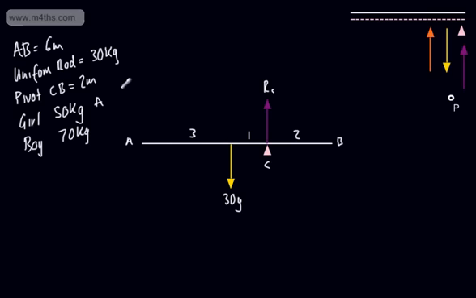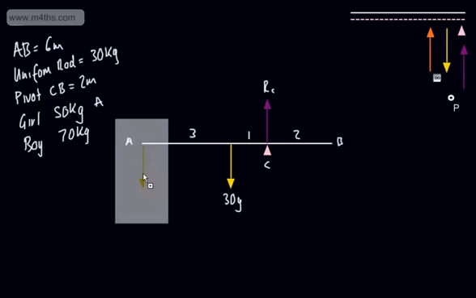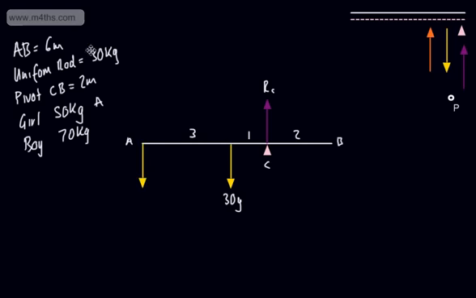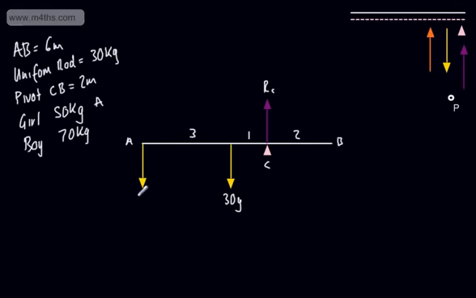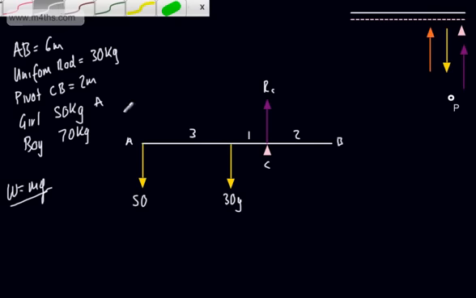We've got now, and let's consider the girl. The girl is at A. So let's put her in this direction. There's the girl. She's got now a mass of 50 kilograms. So her weight is going to be 50g. So weight is equal to mass times gravity. So 50g, if she's 50 kilograms, she's going to have a weight of 50g newtons. Okay, and we can do that.